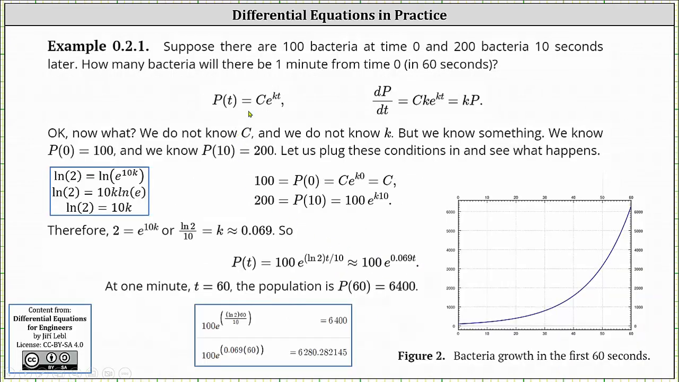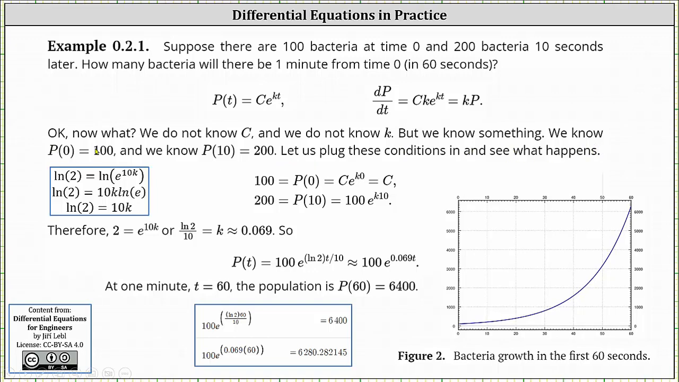Okay, so now that we know P(t) is a solution, what do we do? Well, we still don't know c, and we also don't know k. But we do know something. We know P(0) is equal to 100, and we also know P(10) equals 200. Let us plug these conditions in and see what happens.